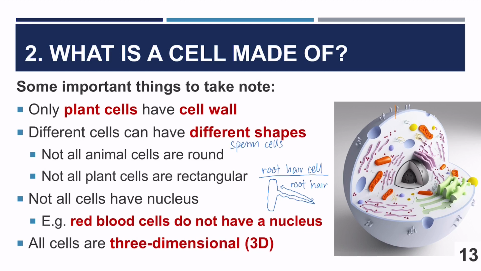Your sperm cells look kind of like a tadpole because it has a tail. Right? So the shape and structure may be very different for different cells, and that's something to take note of. Thirdly, not all cells have a nucleus. I think this was brought up in our previous lesson. Some of you actually mentioned that you know that a red blood cell does not have a nucleus, and this is a very good example. Okay?